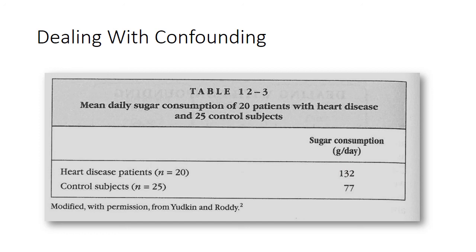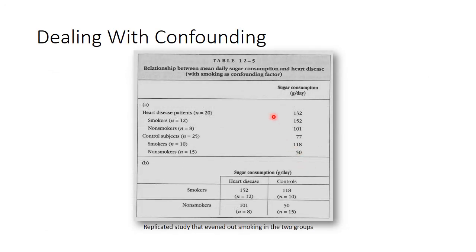The question is, what if we had other factors that were confounding this? One of the things they wanted to find out was if smoking could be a potential confounder here. If you look at patients who, say, had heart disease, smokers versus non-smokers, you can still see there's a difference in sugar consumption, and then looking at control subjects, smokers versus non-smokers, both you can find changes in the sugar consumption.